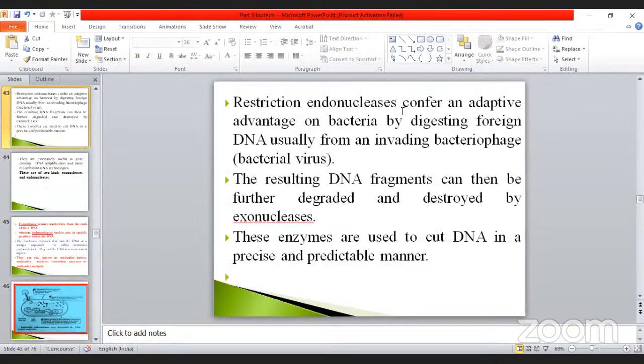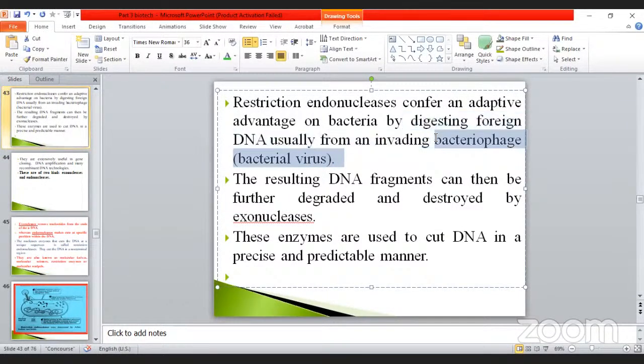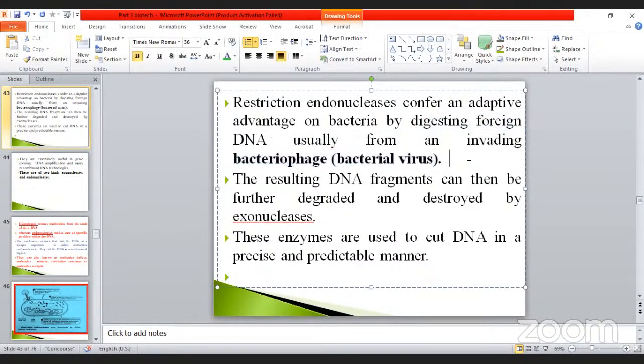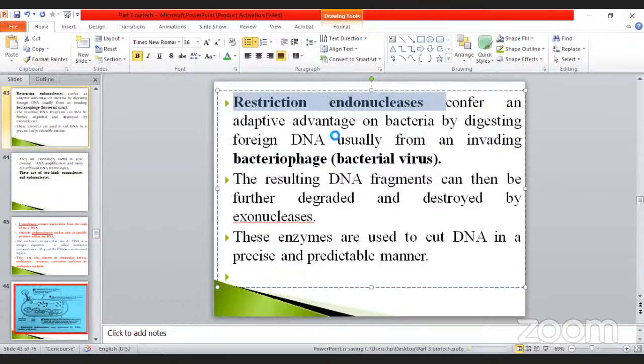The restriction endonucleases confer an adaptive advantage on bacteria by digestion of foreign DNA, usually from an invading bacteriophage or bacterial virus. What is the main function of restriction endonuclease? Suppose unexpectedly a foreign particle such as a bacteriophage invades. Automatically the restriction endonucleases act upon it and completely digest the foreign DNA molecules. That is the process. Suppose if it is not possible, what happens? The bacteria will be overcome by the phage. So that is the reason.